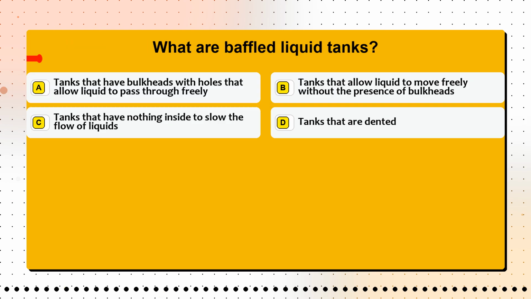Question 24. What are baffled liquid tanks? Here are the options. Option A, tanks that have bulkheads with holes that allow liquid to pass through freely. Option B, tanks that allow liquid to move freely without the presence of bulkheads. Option C, tanks that have nothing inside to slow the flow of liquids. Option D, tanks that are dented.